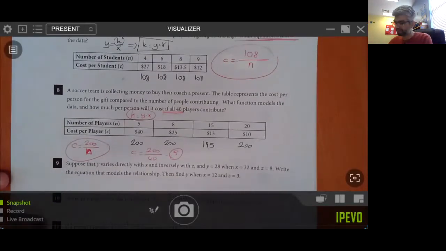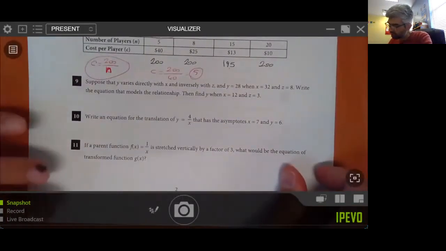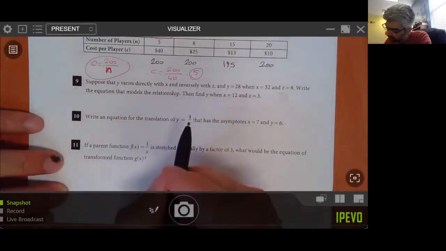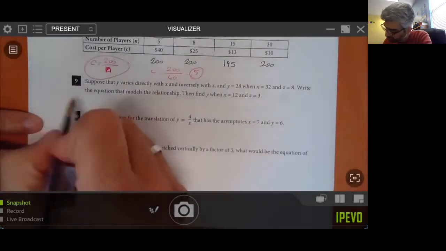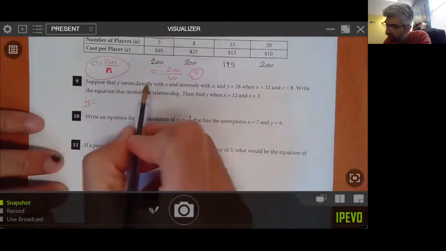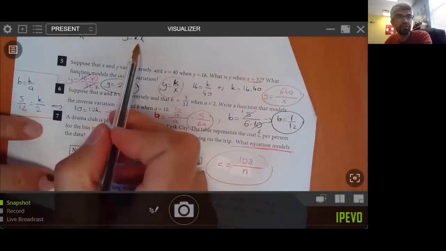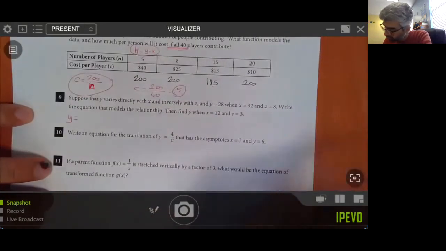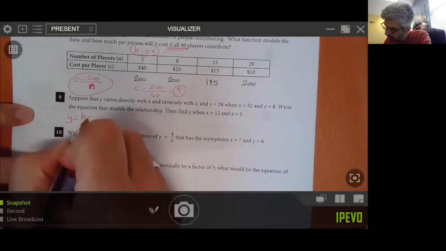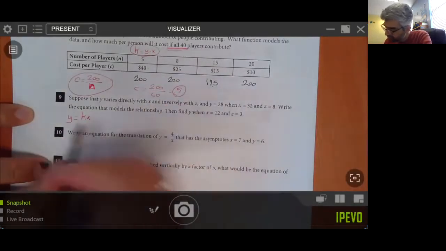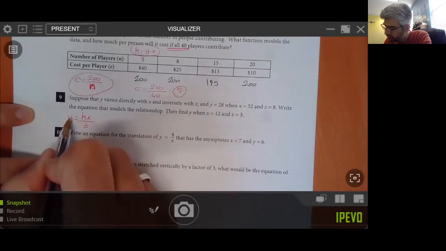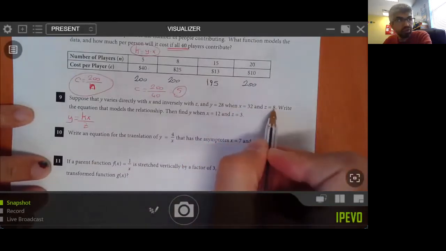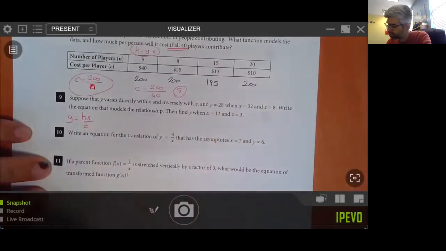Number 9. Suppose that y varies directly with x and inversely with z. Okay, so how do we write this? Attention. So y varies directly with x. In direct variation, we use y equals kx. This is combining one. So we have kx directly with x and inversely with z, so y equals kx over z. We write it together. Given the y, x, and z values, we use them and we find the k.